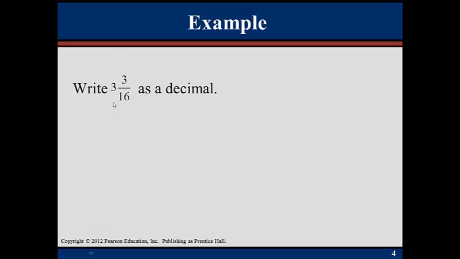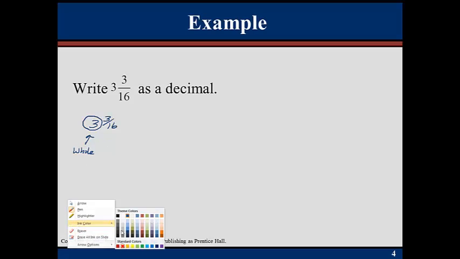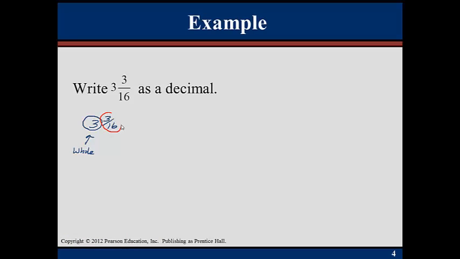So here's another example. It says write 3 and 3/16 as a decimal. So 3 and 3/16. Remember the 3 is our whole number. So what you really need to do is write your fraction part as a decimal. So the fraction part is just 3 over 16. To write it as a decimal, you're going to do 3 divided by 16.